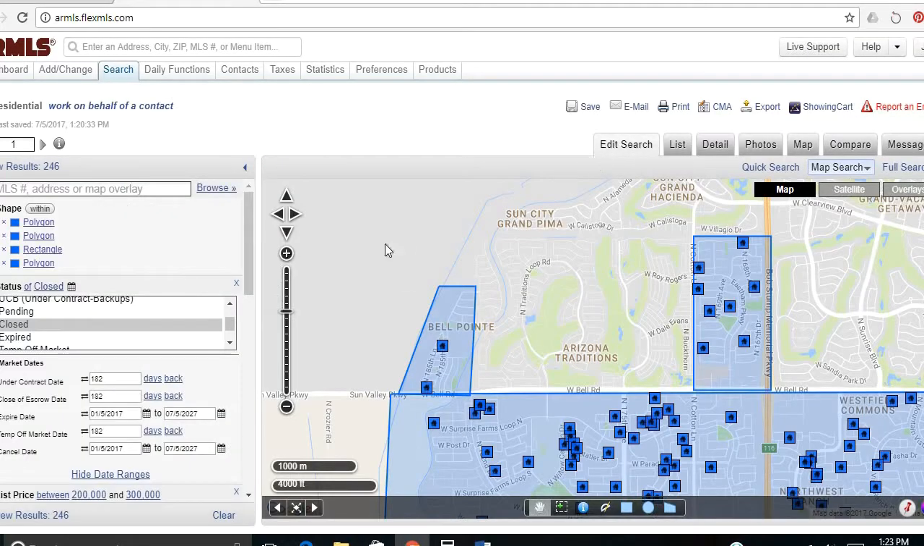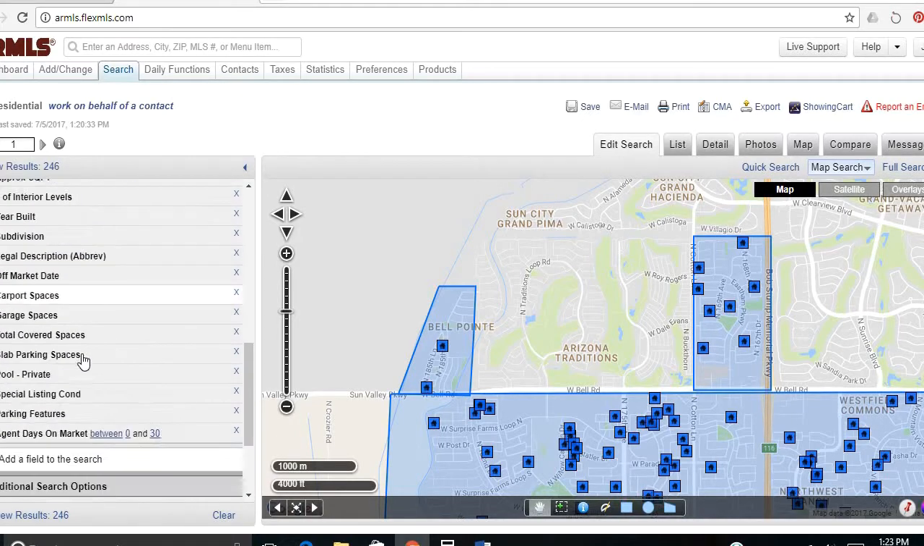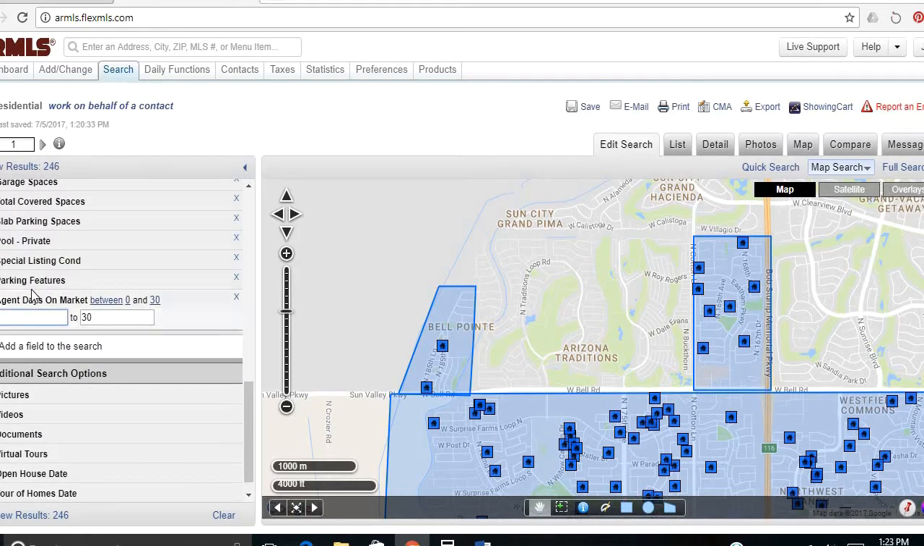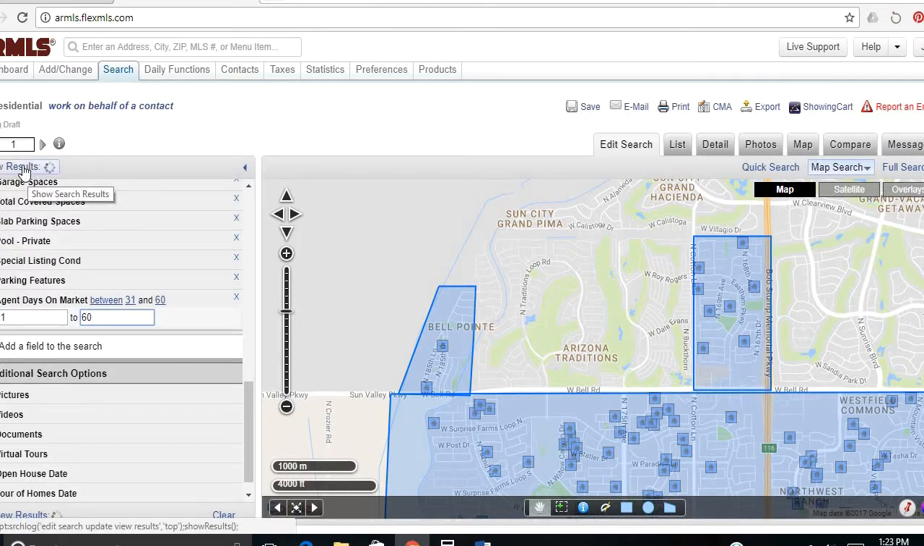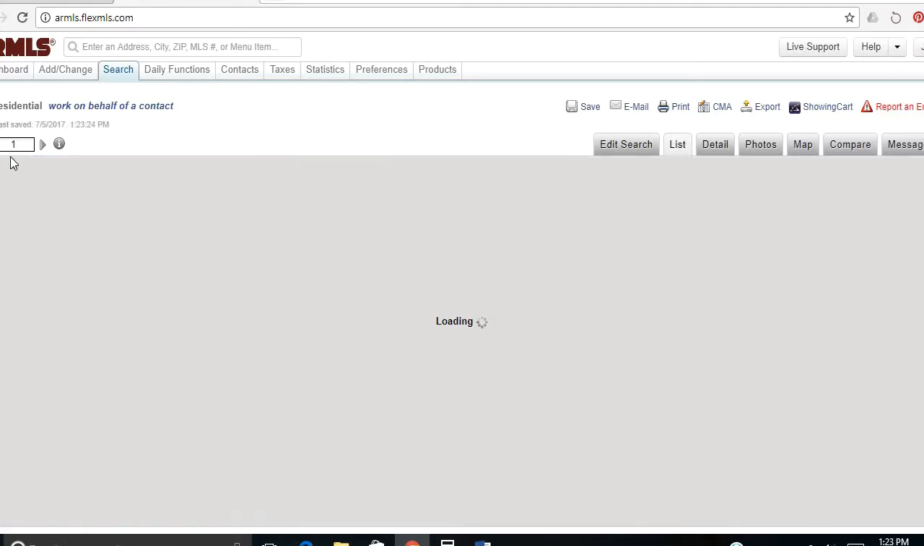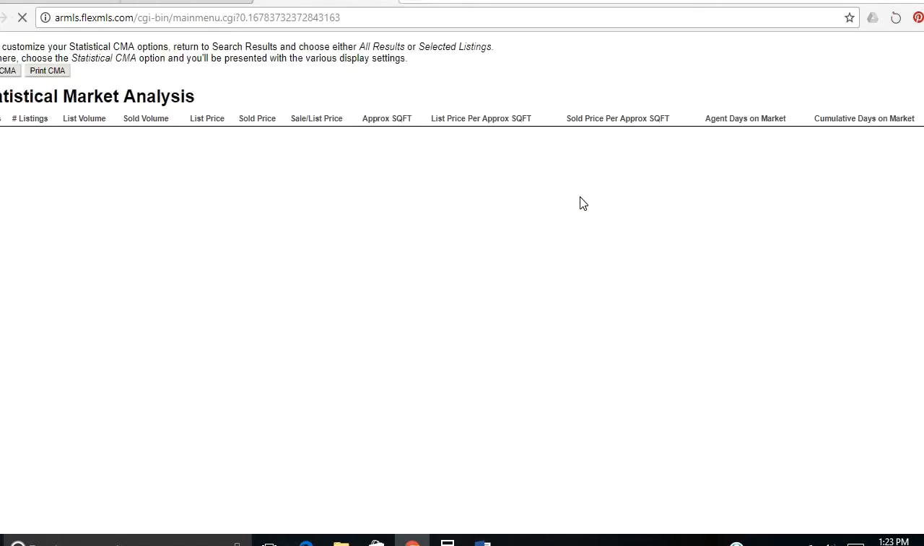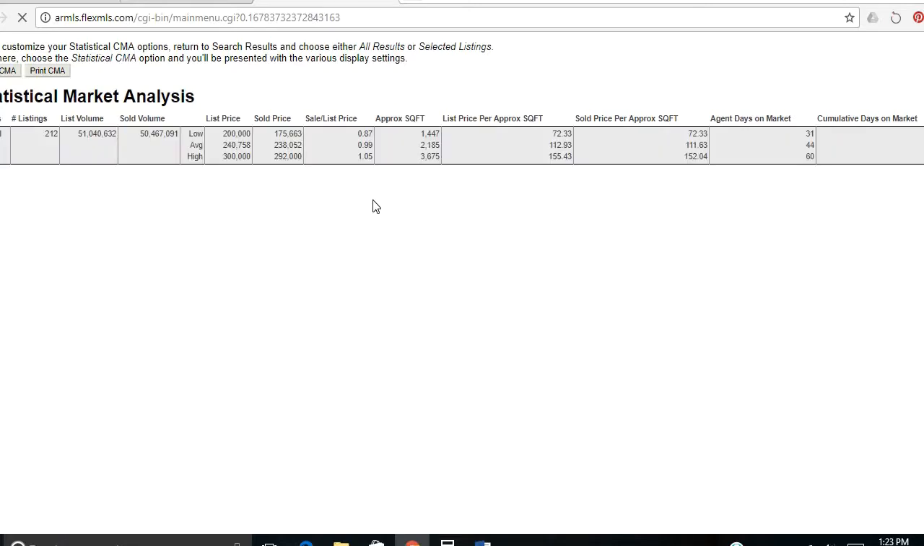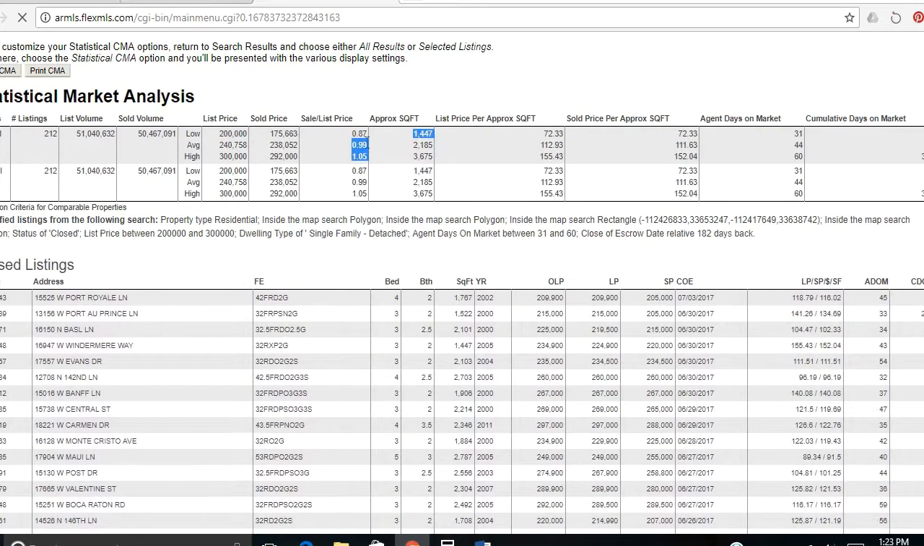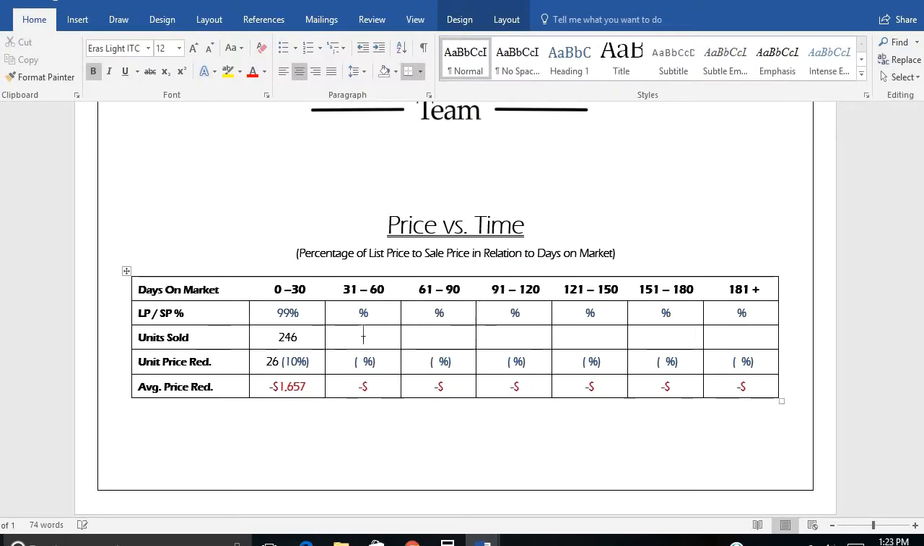Edit the search, and the only thing we're going to edit is how long were they on the market. So we'll scroll all the way down to our agent days on market. Now we'll go 31 to 60. 212. Still a lot of sales, not as much as how many sold within 30 days on the market. Go back to CMA to get our list price to sales price. Okay, list price to sales price staying strong at 99%. So 212 sold on average, 99%.